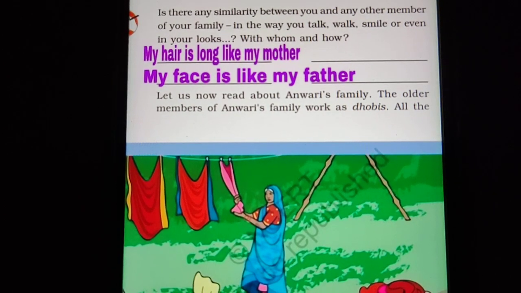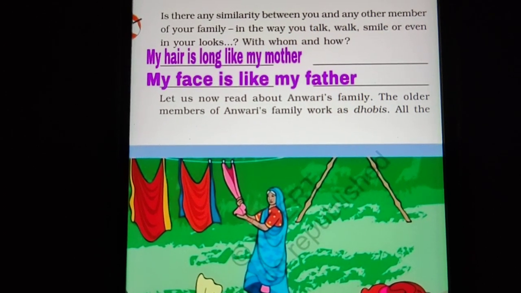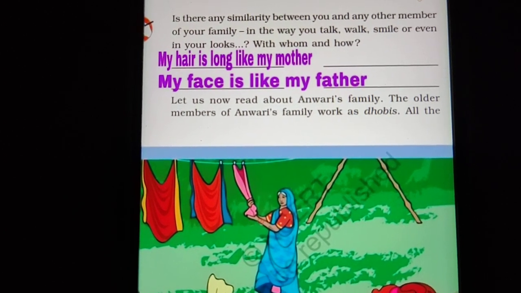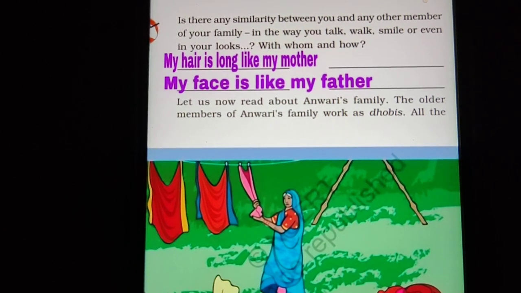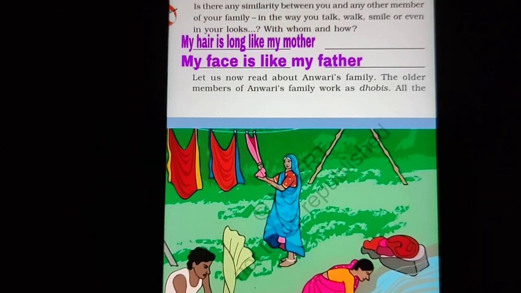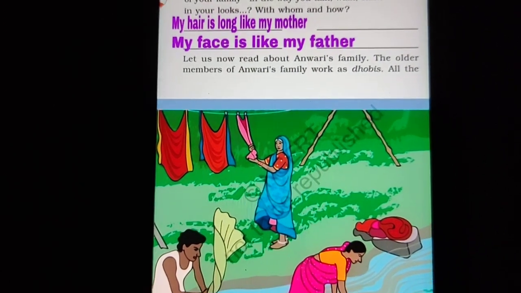Anwari's family. The older members of Anwari's family work as dhobi. Now students, there is a girl whose name is Anwari and her family is working as dhobi. Now children, what do you mean by dhobi? Dhobi means the person who washes the clothes of others is known as dhobi.